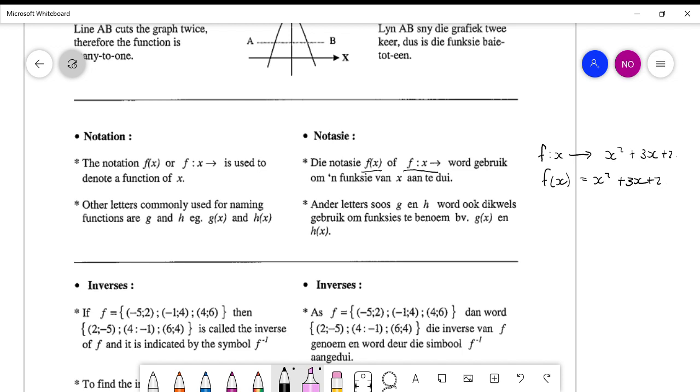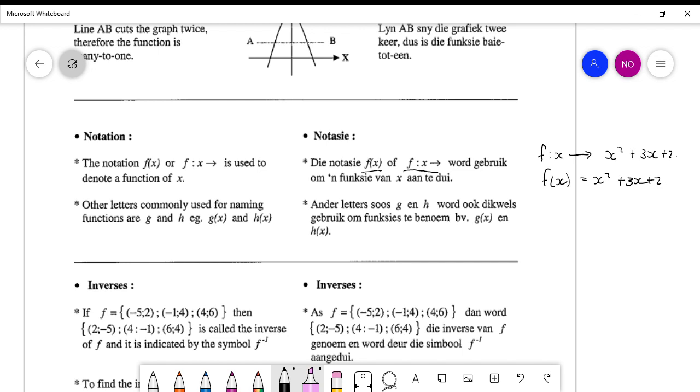Okay. En dan, dit weet julle al lankal, hulle gebruik baie keer ander letters soos G en H om funksies te benoem. Quick ad break here. Why do you think we use other letters as well? To do the opposite of that. If you have more than one function on the same axis, then they give them different names. So they call the one F, the other one G, the other one H.